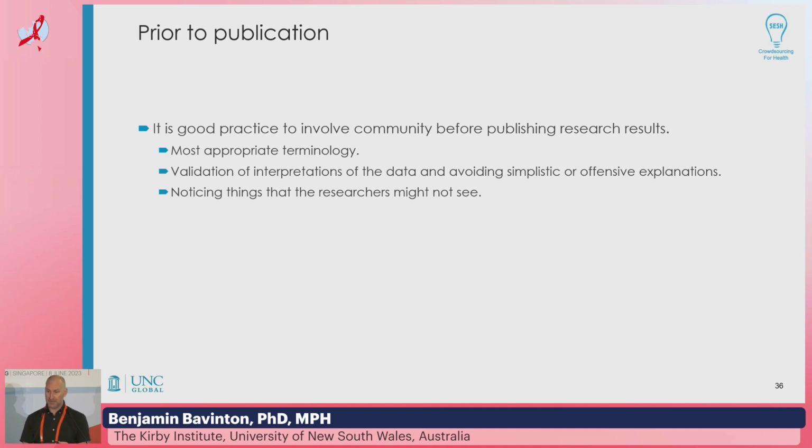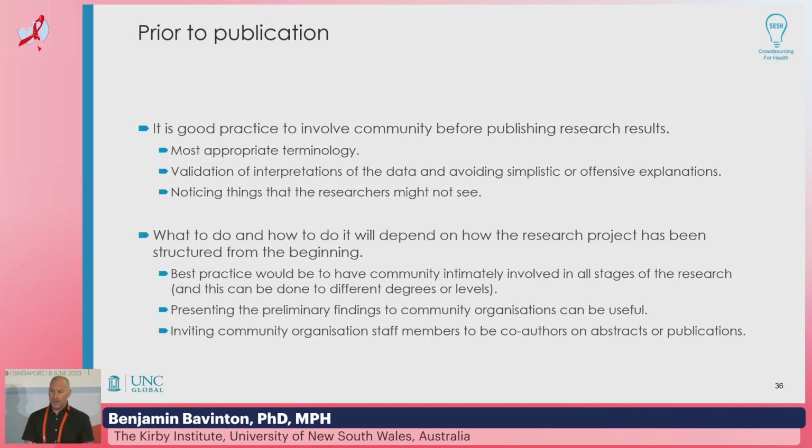So actually taking your results back to the community, validating them to check, are you agreeing with the interpretations that we're bringing to these data? To make sure you use the most appropriate terminology. Like I said, you validate the interpretation and you notice things. The community members might notice things that the researchers might not see in the data. Of course, what you do and how you will do it will depend on how the research project has been structured from the beginning. And again, Raina pointed out some of the different styles or levels of community-based research that can happen. Best practice would be to have community intimately involved at all stages, and this can include at the very end when you're interpreting the findings of the research.